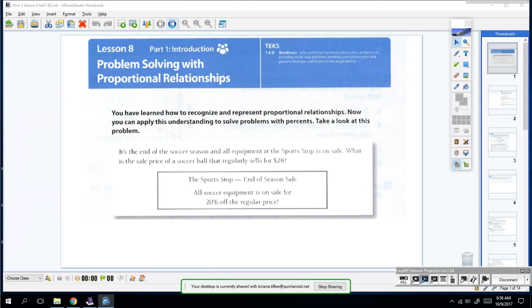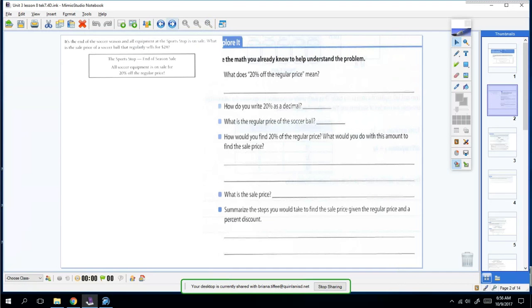So we've actually done this once before. So we're going to answer through the questions and then we'll actually solve this problem. So what does it mean? What does 20% off the regular price mean? It means that an amount is taken away from the regular price. So you're going to say an amount is taken away from the price.